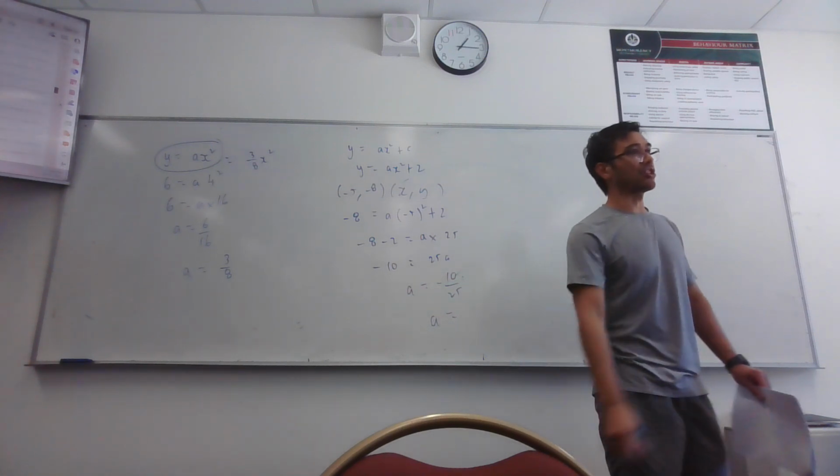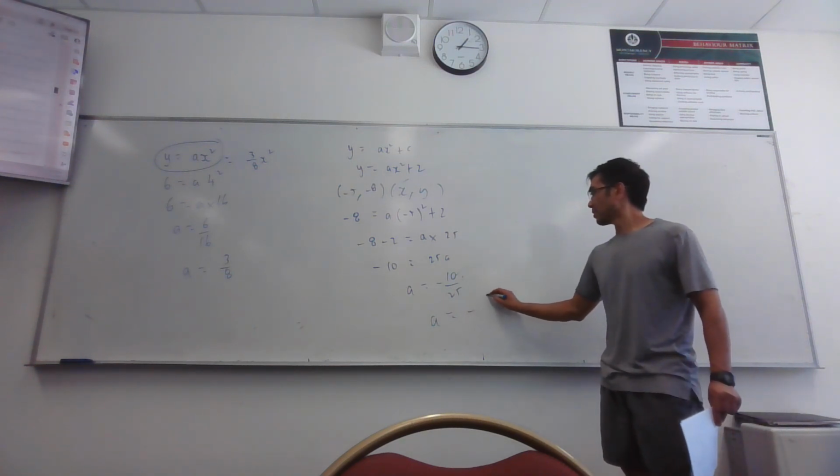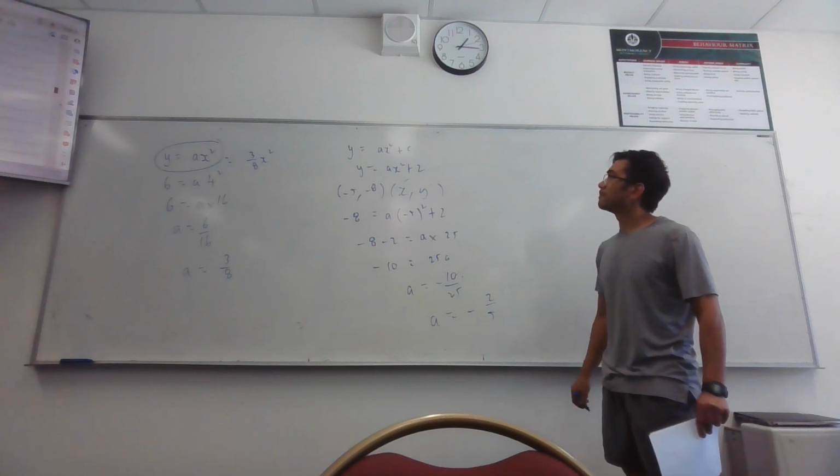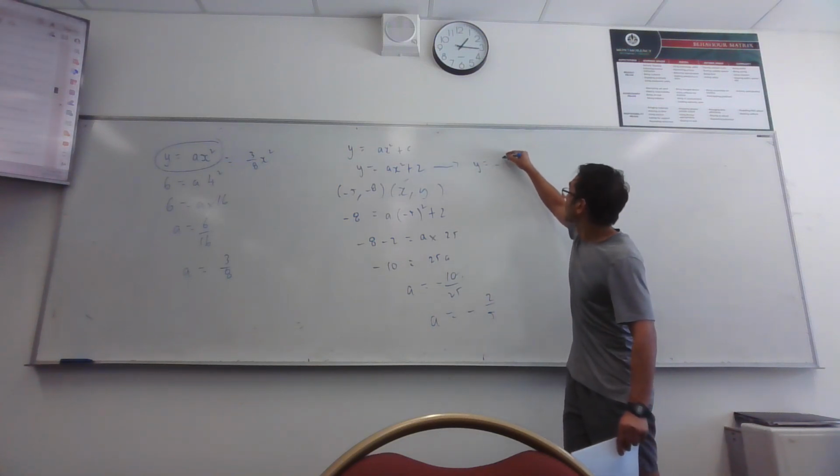If I simplify that fraction, I get how many 5s in 10? 2 and 5. And that's a negative.